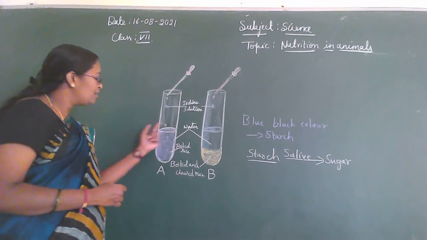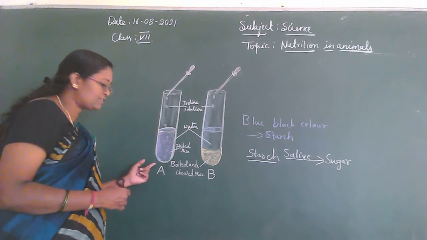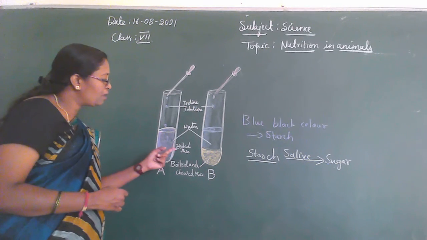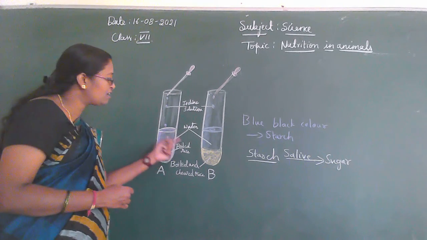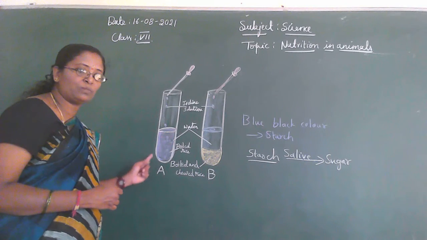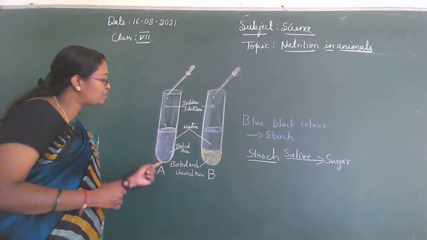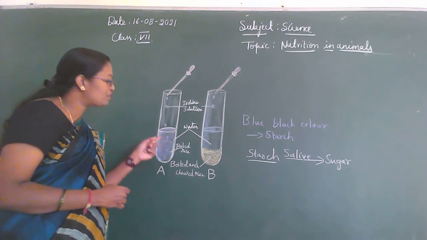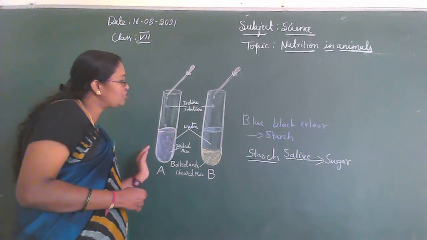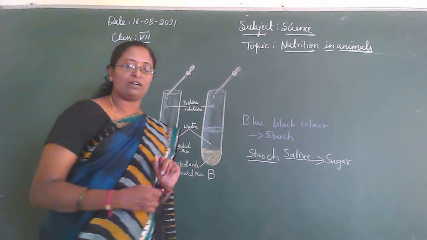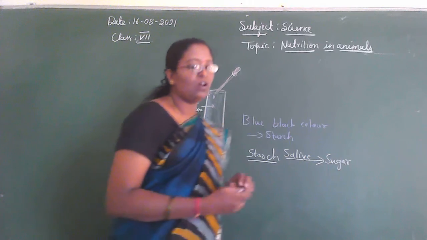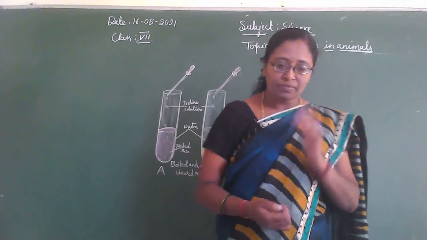So here the starch is remaining in the first test tube, in the boiled rice. We have taken boiled rice in the first test tube, or test tube A. So the starch is present in the boiled rice, and that's why the boiled rice changes into blue black color. Understand it, children? Okay, children.